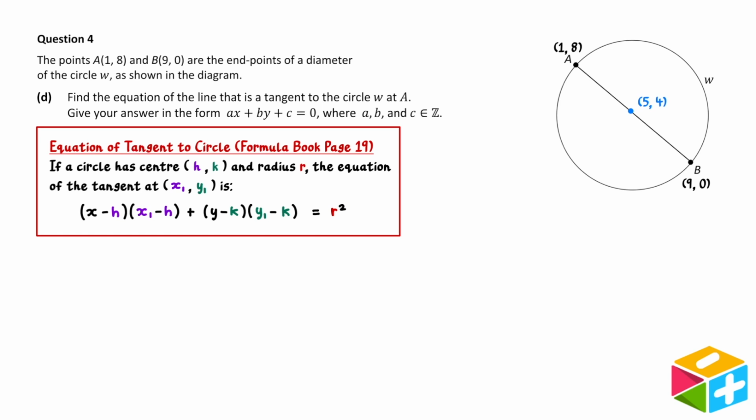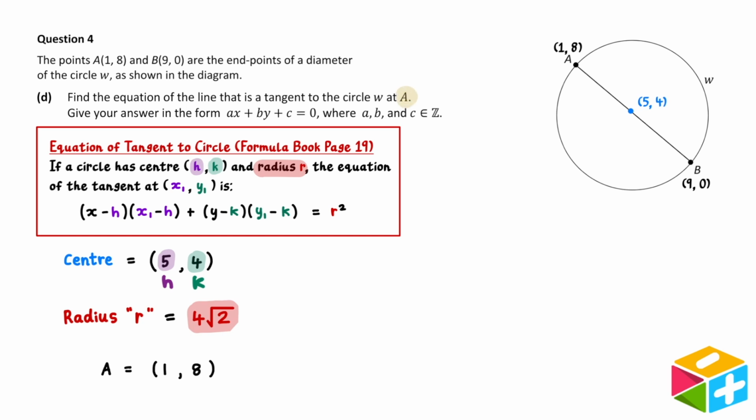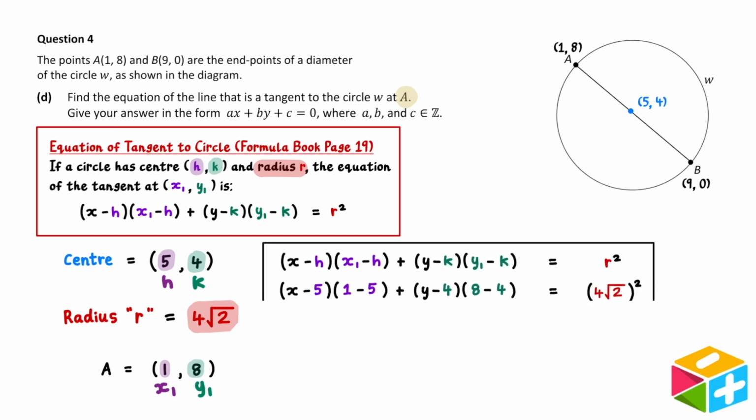In our formula, h and k refer to the coordinates of our centre. The centre of our circle is (5, 4). So here, h is 5 and k is 4. We found previously that the radius r of our circle is 4 times the square root of 2. Finally, we are asked to find the equation of the tangent at the point A, which is (1, 8). This gives us the x1 and y1 value for our formula. From here, all we have to do is sub our values into the formula and do some simplification.